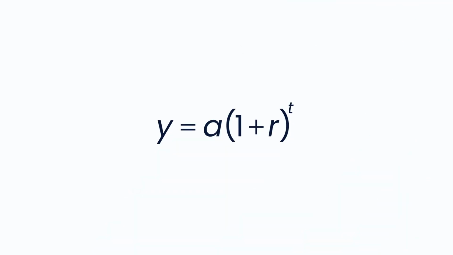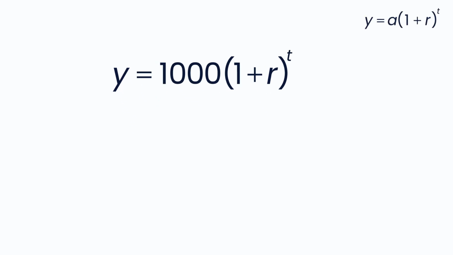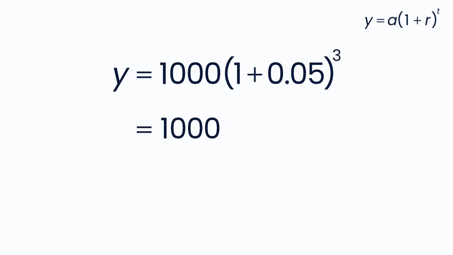To find the account balance after 3 years, you first insert the values for the variables you know. The initial amount A is 1,000, the amount you initially put in the bank. The rate of growth is equal to 0.05, because the interest on the balance is 5% every year. Lastly, you want to know how much money will be in the account after 3 years, so t equals 3. Cleaning up the expression then gives you 1,000 times 1.05 to the third power.